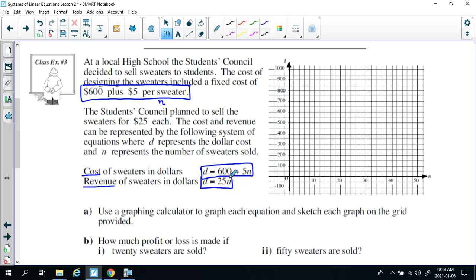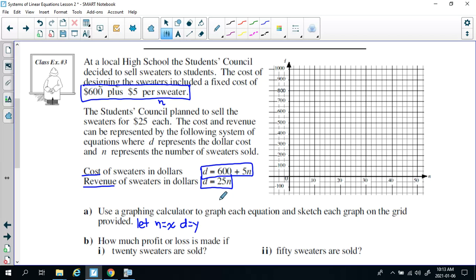Okay, now it says use a graphing calculator to graph each equation and sketch each graph on the grid below. Now, the first thing I'm going to do is change the variables because, again, we plug things into the graphing calculator. We use y and x instead of d and n. So we're going to let y equal d because d is isolated, and we want y to be isolated to plug it into the calculator. So I'll say let n equal x and d equal y.